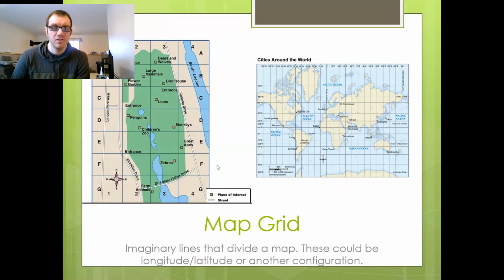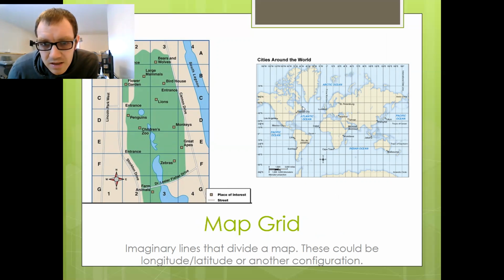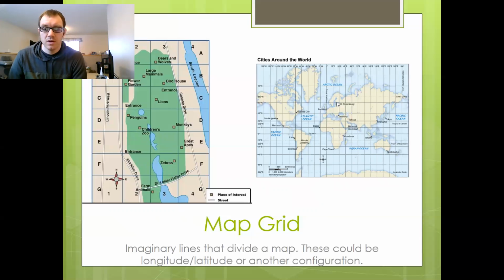Map grids. Map grids are great, really important for being able to understand the map. When we look at world maps, we use longitude and latitude as a map grid to figure out where a city might be. So St. Petersburg here, we look at 30 east and 60 north, and we can figure out where it is. And we tell other people too. That's how GPS is, right?